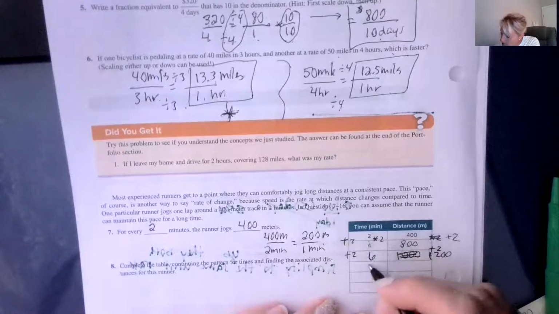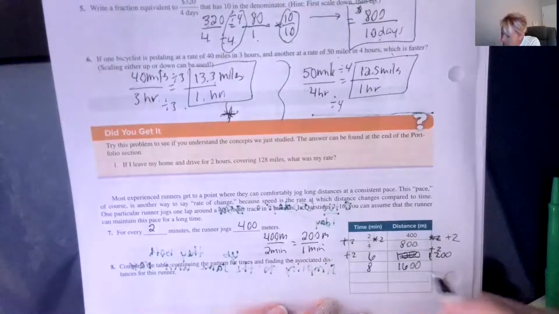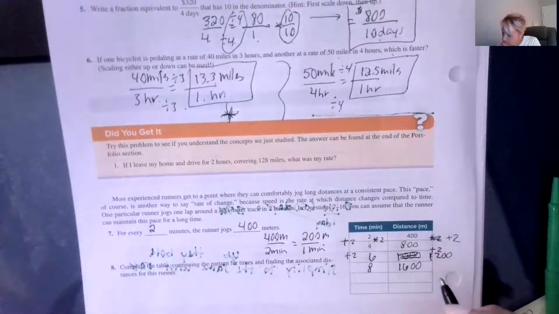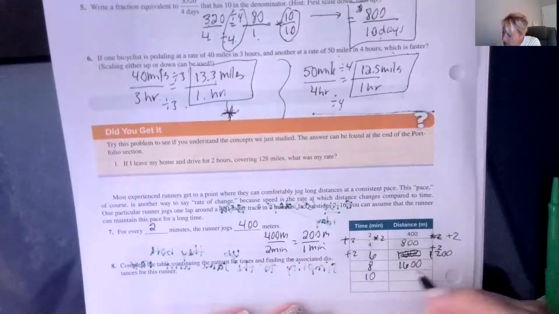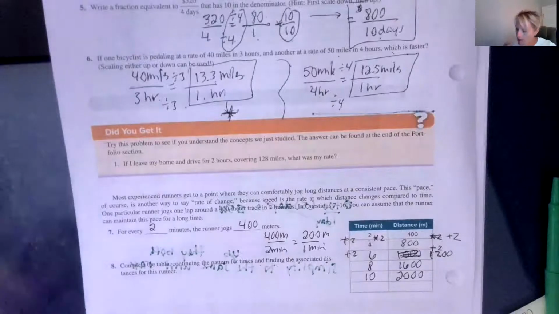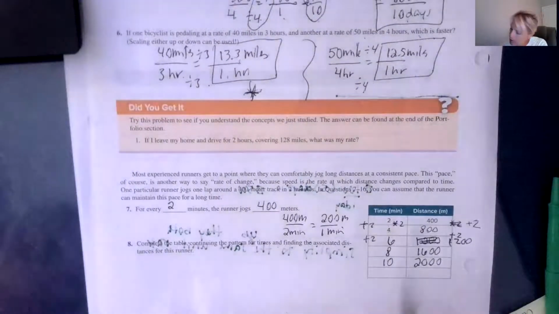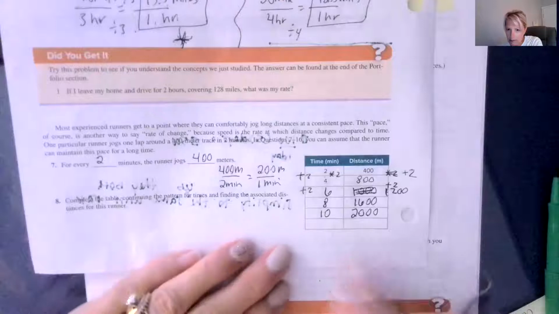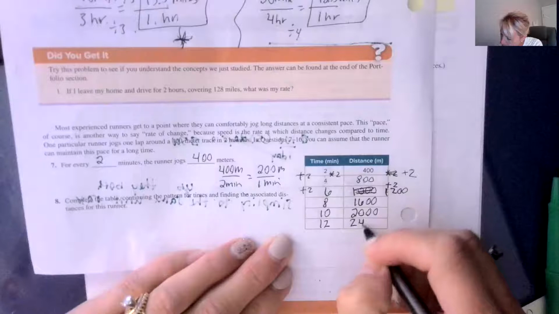So in 2 more minutes, at 8, they go 400 more meters, which would be 1,600. And 2 more minutes, they go another 400 meters, which would be 2,000. And we can continue this. You could continue and do this in Desmos as well, because Desmos sees a pattern. So in 2 more minutes, they go 400 more meters.